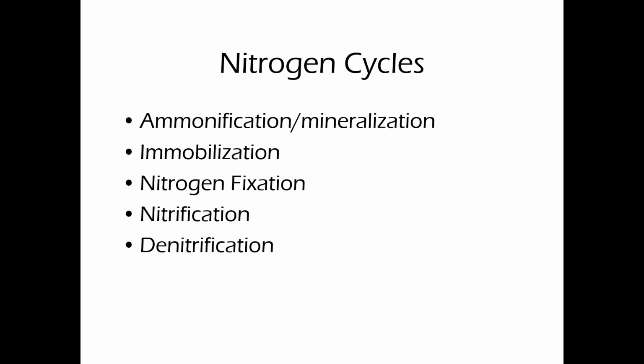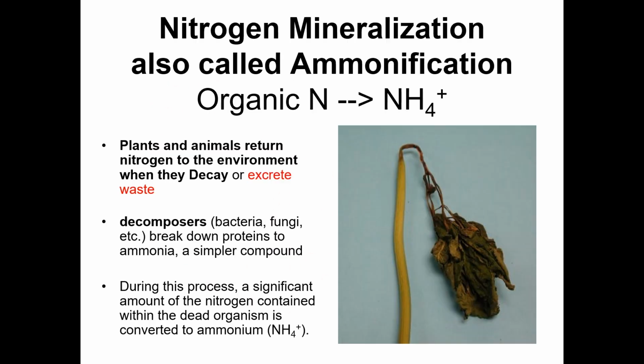What are the different steps? Number one, ammonification. Number two, immobilization, then nitrogen fixation, nitrification, and denitrification. These are very important steps which help in the conversion of N2 into usable forms. The conversion of N2 into nitrate and ammonium all happens because of these important processes. We'll see them one by one. The first one is mineralization, which is otherwise known as ammonification. So what happens here?